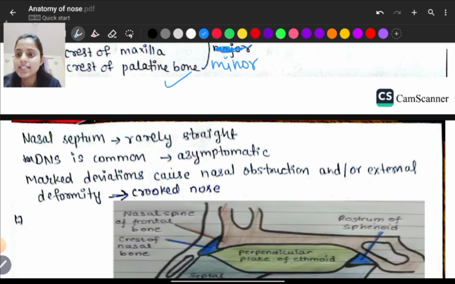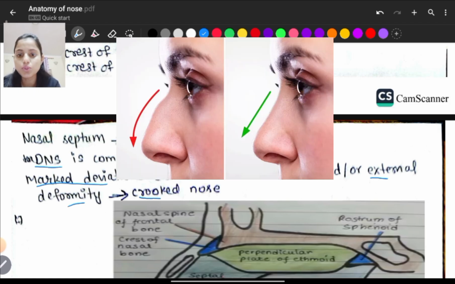The nasal septum is rarely straight. A deviated nasal septum is common. In this case, the patient is asymptomatic. If there is marked deviation, it causes nasal obstruction or external deformity, called the crooked nose.